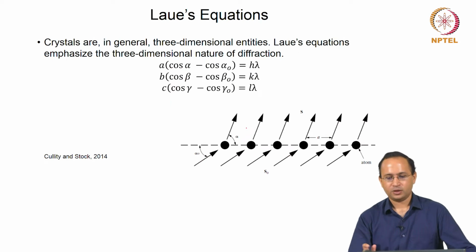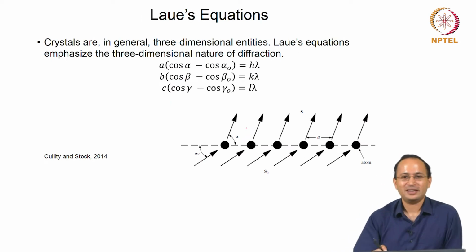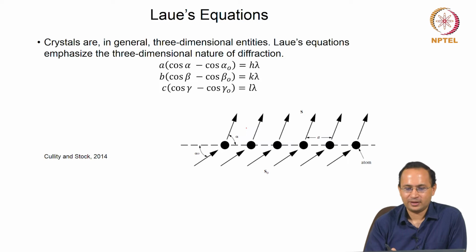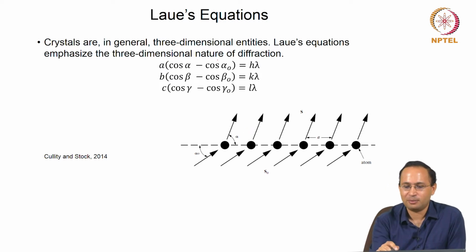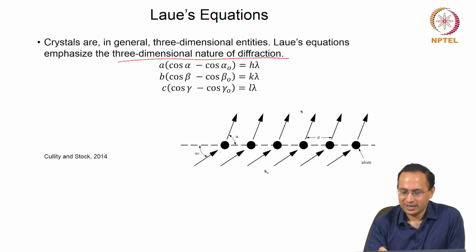Okay. So far we are talking about in one dimension, but in real life the diffraction will occur in all 3 dimensions, right. Bragg's law simplifies it, but if you have to write more general equations, the Laue's equations can be used, right. So crystals are in general 3-dimensional entities. The Laue's equations emphasize the 3-dimensional nature of diffraction. So again, how do we write it?